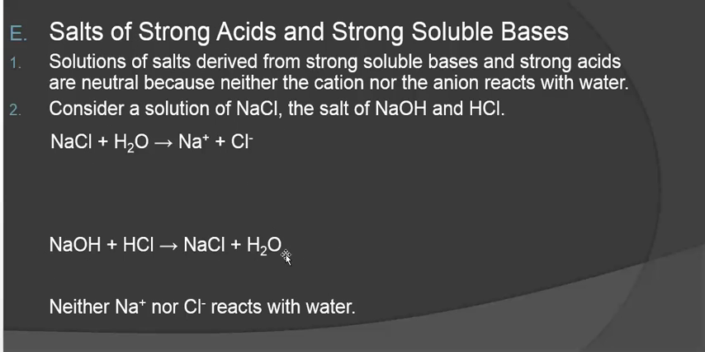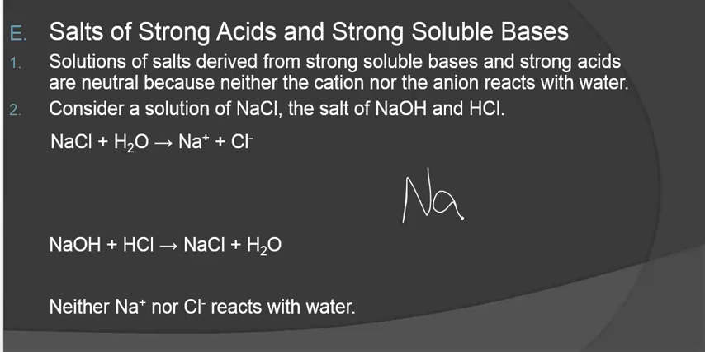There's 4 types of salts. The first one, salts of strong acids and strong bases. These are going to be neutral when they're dissolved in water because neither the cation nor the anion reacts with water. For example, NaCl. Here's how I break apart salts.